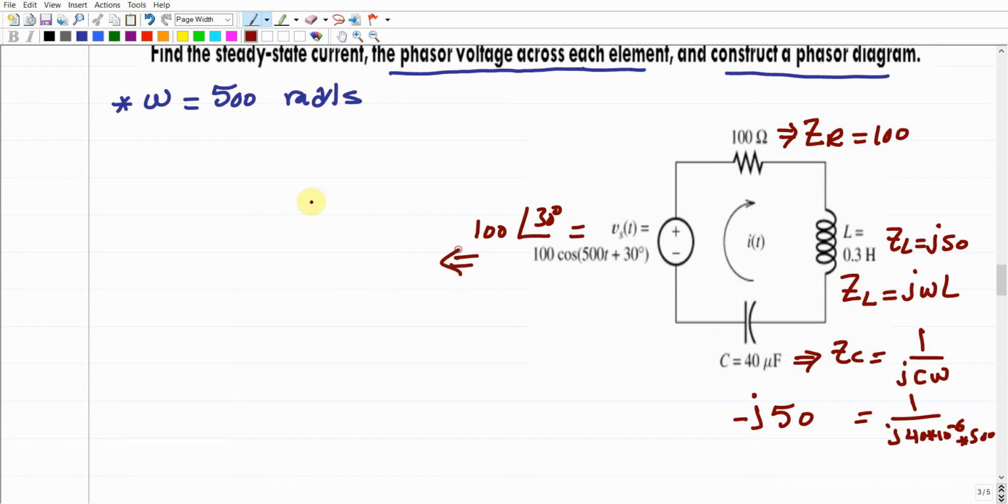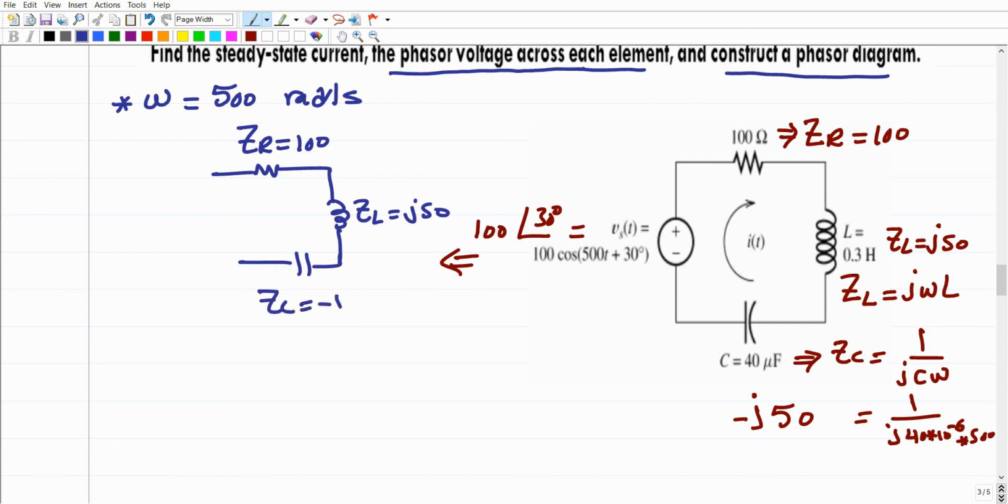So simply, we end up with another electrical circuit, and this is the first step in the frequency domain. We do have here a resistor, and this resistor now is ZR equals 100. We do have an inductor with ZL equals j50, and we do have a capacitor with ZC equals negative j50, and we do have a voltage source here, plus and minus. This voltage source is given as Vs equals 100 with the angle 30 in the phasor form.